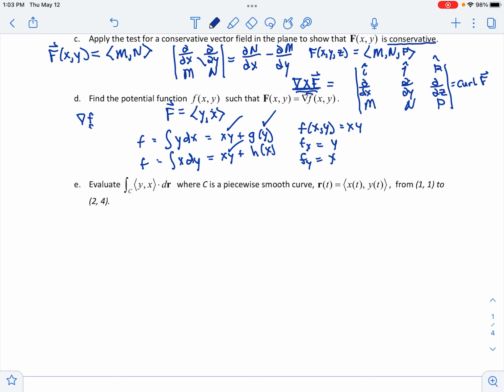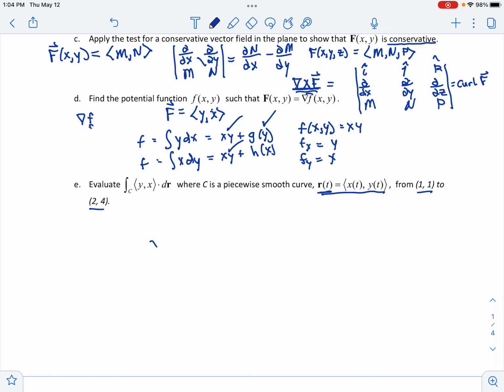Okay, now that we have the potential function, let's see what's next. We want to evaluate this line integral for a vector field for this piecewise smooth curve, going from 1, 1 to 2, 4. Now, we know this is a potential function. We know that this is a conservative vector field. Since it's a conservative vector field, we do not care what path we take to go from 1, 1 to 2, 4. We don't care because it's conservative.